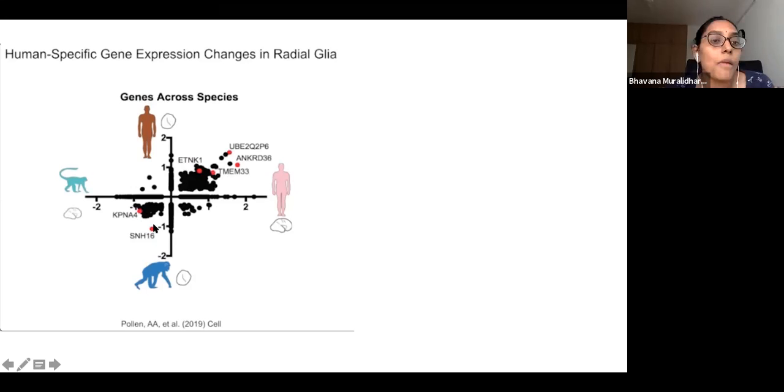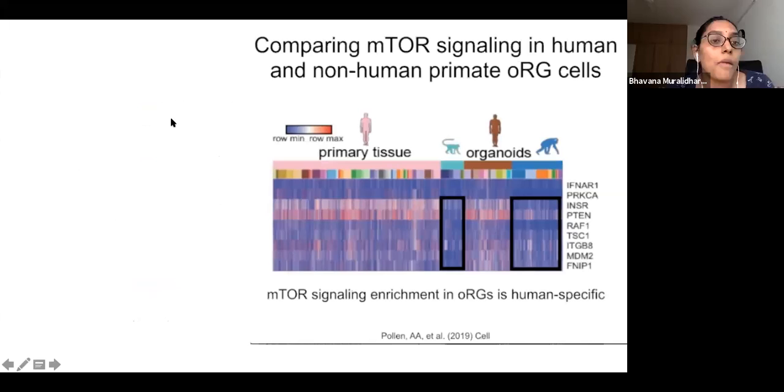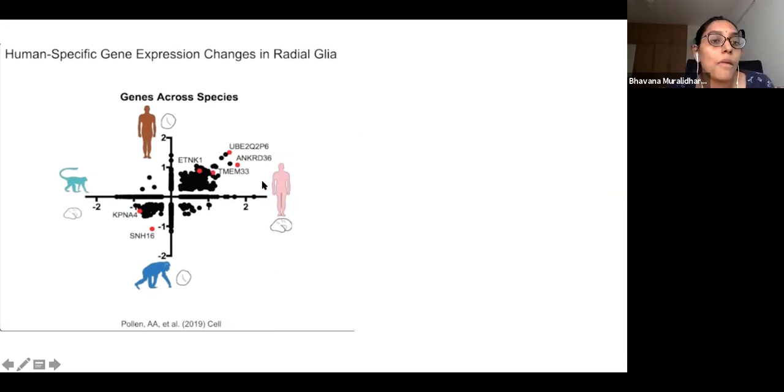So this work looks at how the ORG cells differ between species. What I didn't mention here is that they also looked at the primary tissue. This is an organoid study, and this is coming from a primary tissue. Anytime people look at both the primary tissue and the organoids, they found that these expressions were seen only coming from the human organoids or the primary tissue, but not from the organoids or the tissue from the primates.